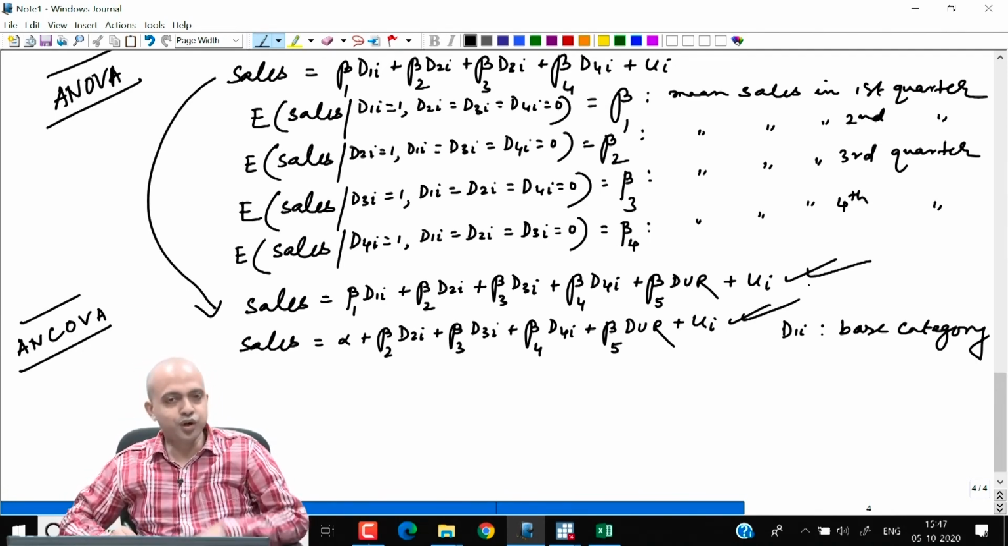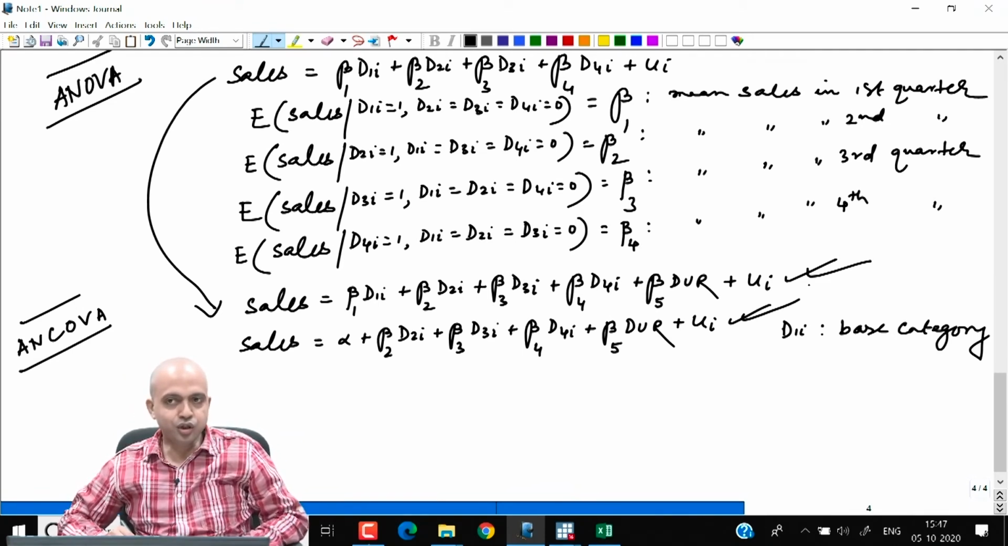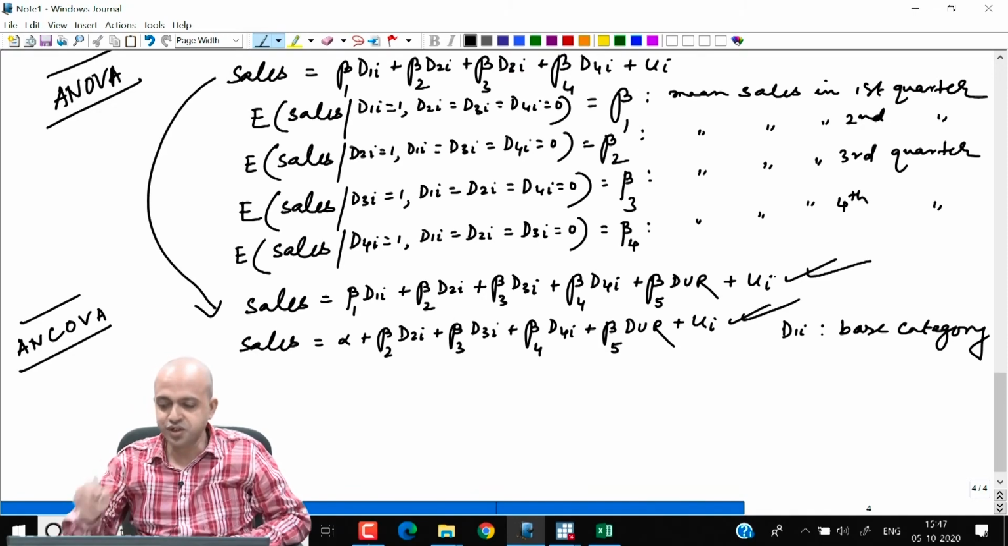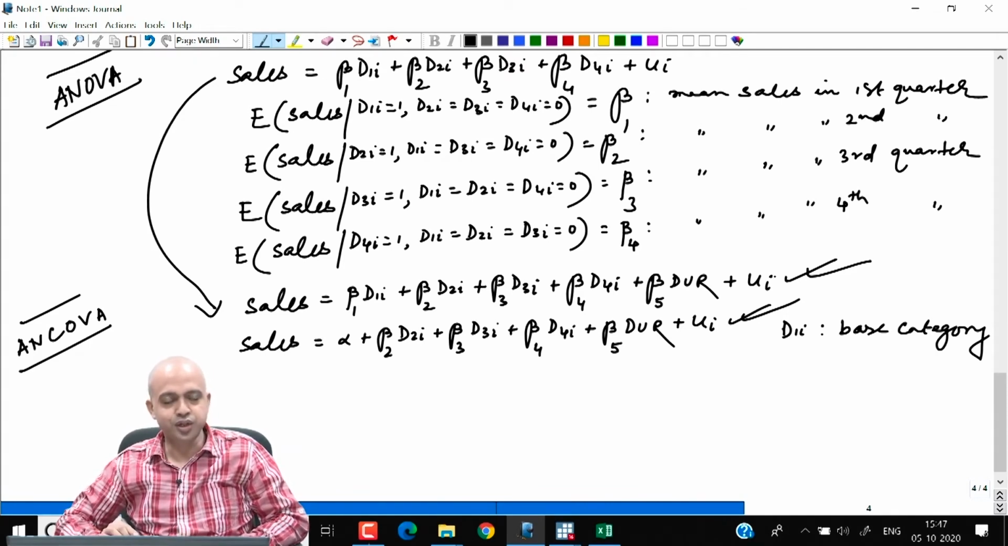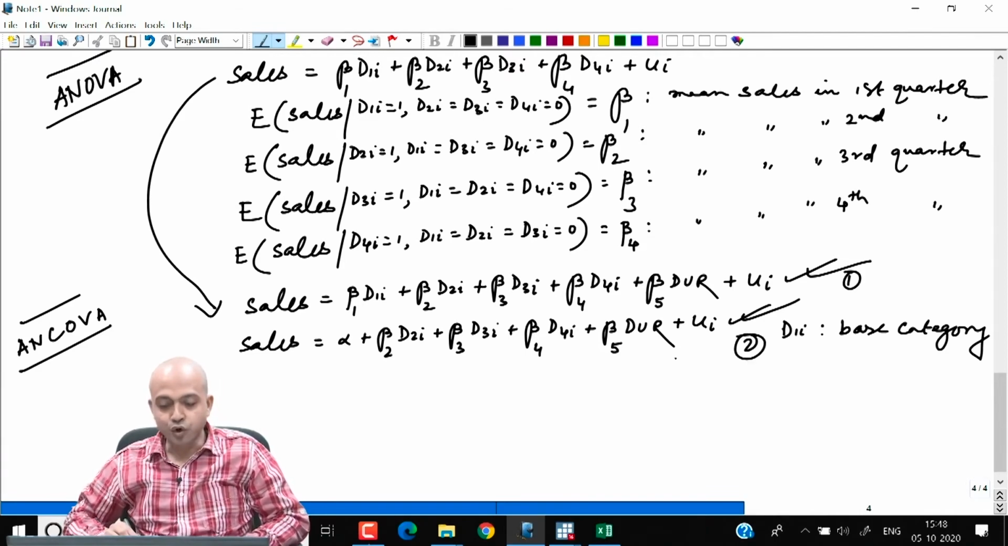Second model. If you want to test whether sales in all the quarters are significant, then you have to set the first model, not the second model, because the second, like the standard dummy variable model, will always give you the differential intercept, not the actual one. Okay, so you have to clearly keep in mind: in model 1, beta 1, beta 2, beta 3 and beta 4 are giving direct intercept for first quarter, second quarter, third quarter and fourth quarter.